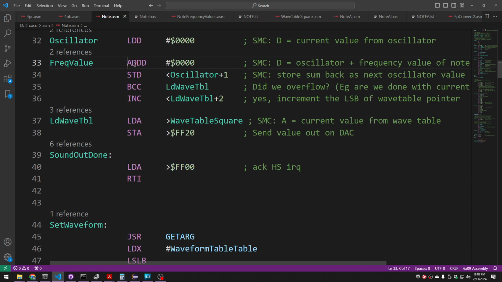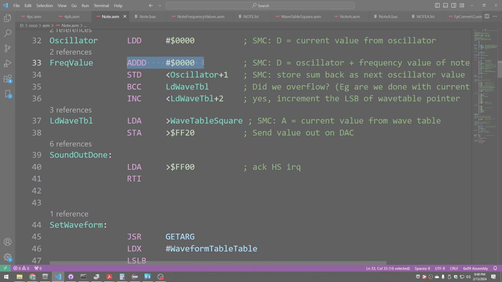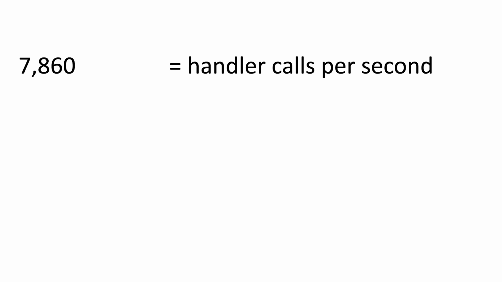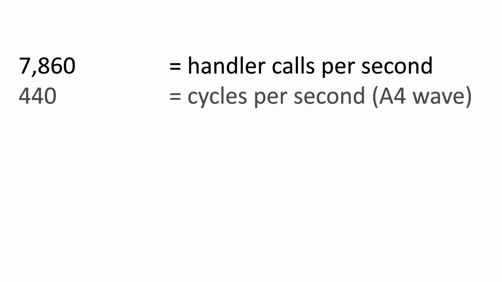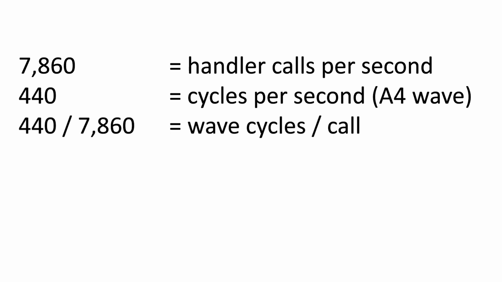Okay, so how do we figure out what that frequency value needs to be? We've already established that we have 7,860 calls to our horizontal sync interrupt handler that we're actually responding to per second. And let's say that we're going to make a 440 Hertz A4 wave. It could be a square wave, it could be a sine wave, whatever it is. That means if you take 440 and divide it by 7860, that tells you how many wave cycles of that A4 wave you're going to see in a particular horizontal sync call.